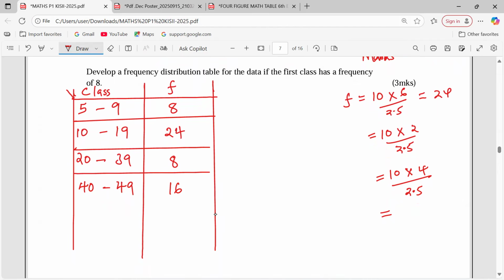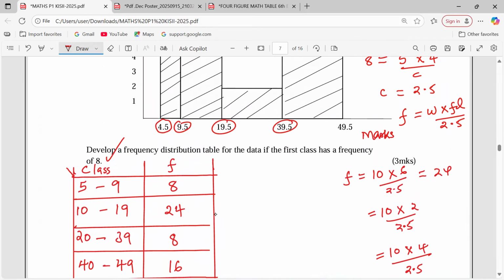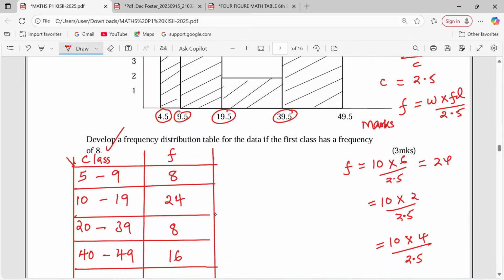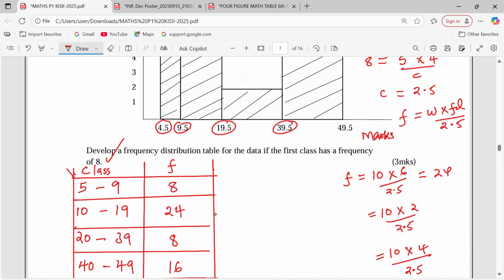Frequency distribution table. So you're supposed to be very careful, more so when one of the frequencies has been determined, you should be in a position to know what is happening.